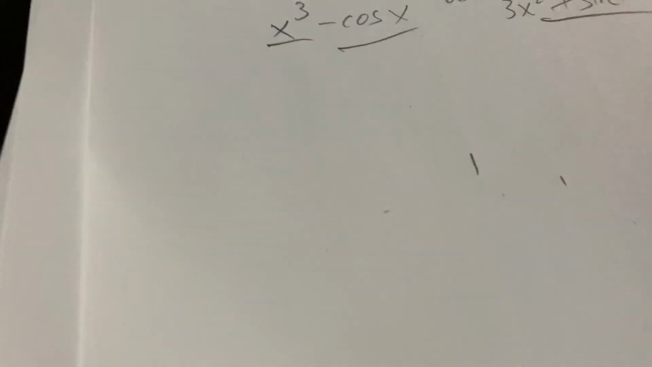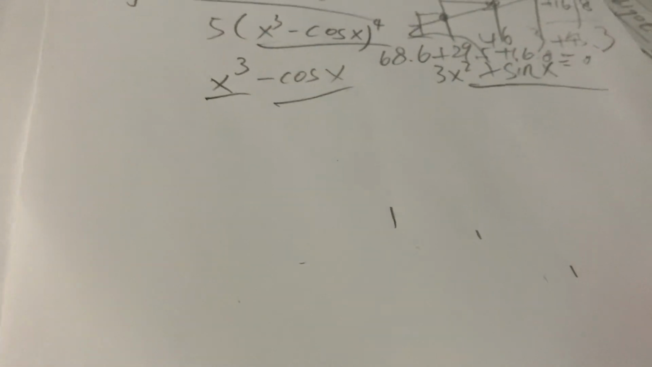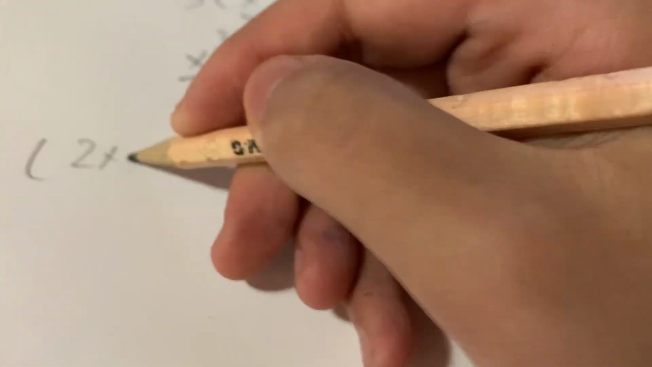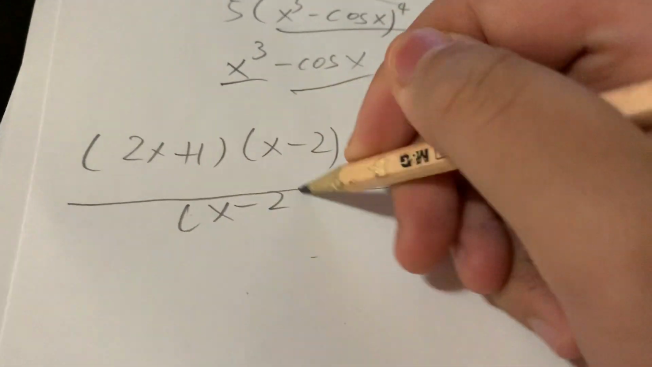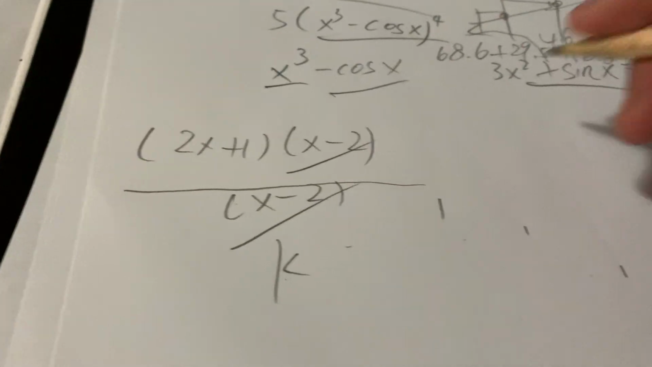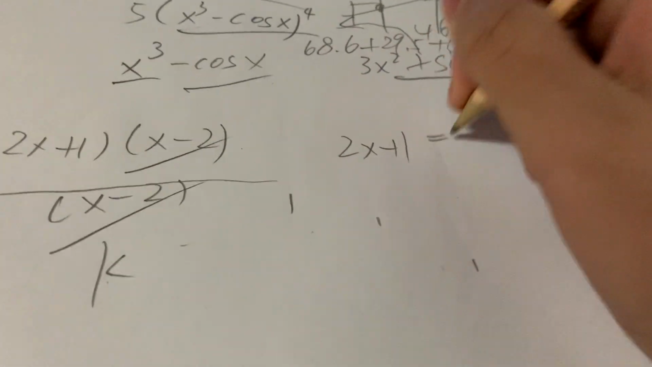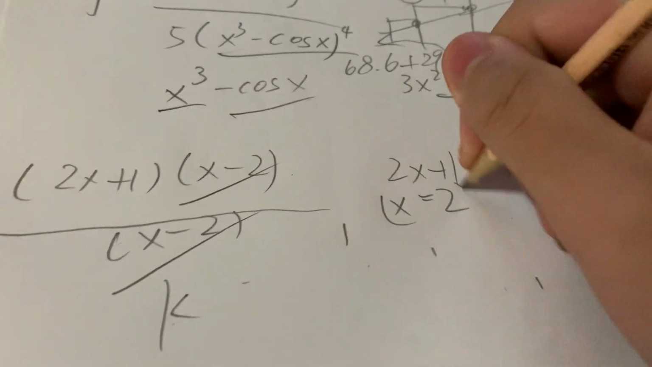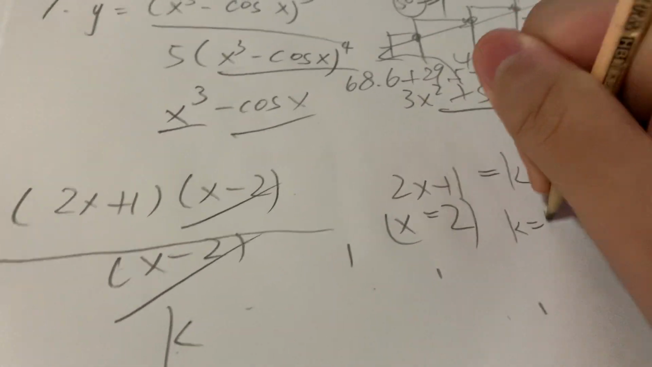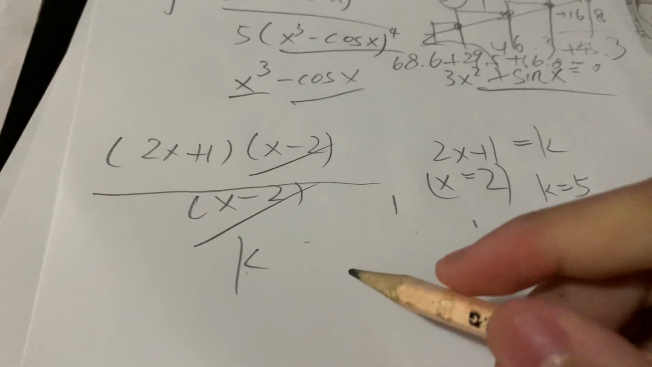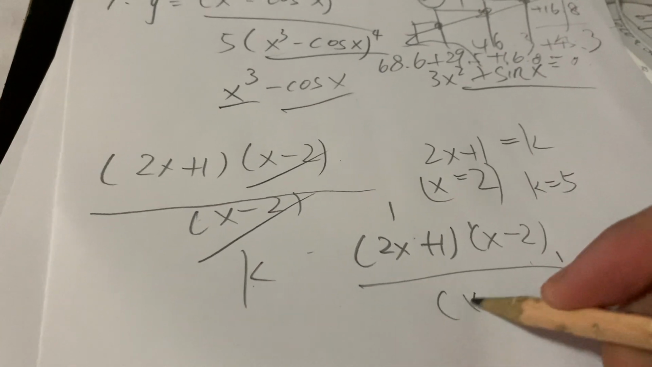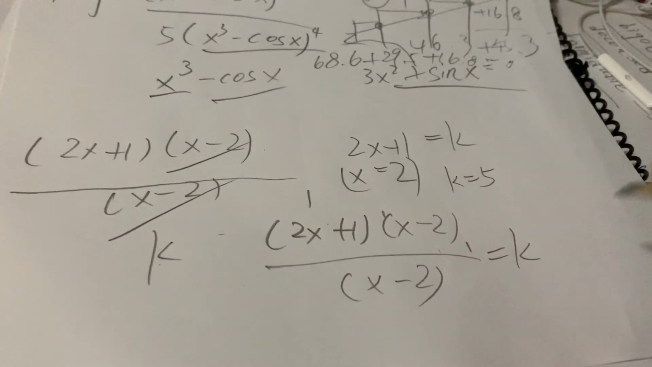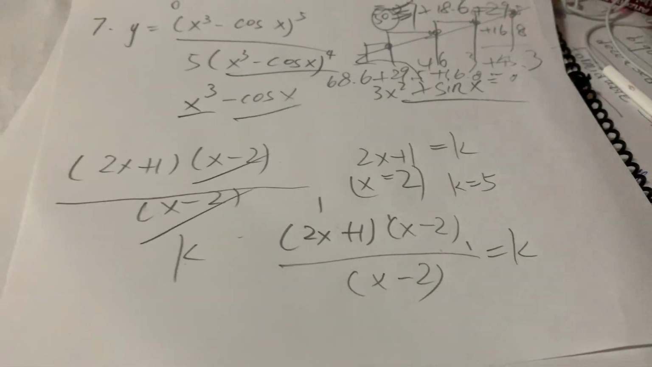Problem 9. Let f(x) be a function defined above. For which value is f continuous at x equals 2? Well, this problem was actually confusing me in the beginning, but it actually works. So what you only need to do is cross out this, and you do 2x plus 1 equals k, and you just substitute x equals 2 here, and you get k is equal to 5. You can just think of it like this, which will make it continuous.